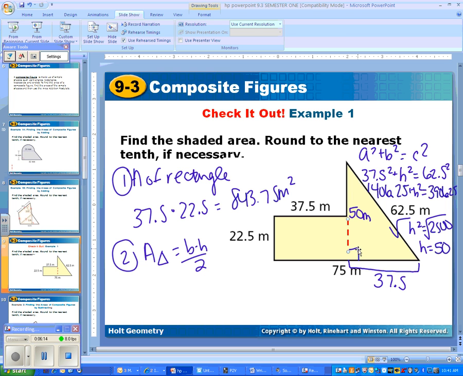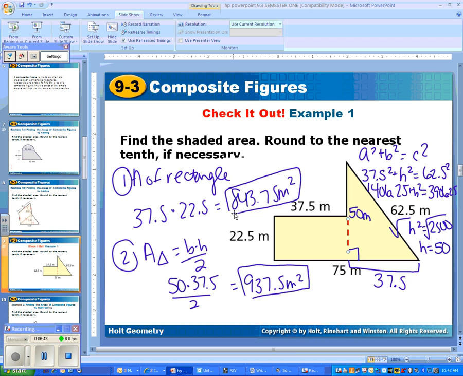And now that you know what the height is and you know what the base is, you can go back into this formula and figure out what the area of this triangle is. So multiply 50 times 37.5, and then divide it by 2, and you get the area of the triangle is 937.5 square meters. And then the last thing you have to do is add those two up to get the composite area, or the area of the composite figure. So our final answer is 1,781.2 square meters. We're done.